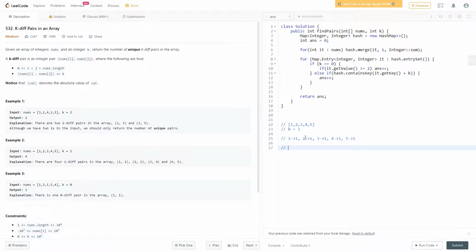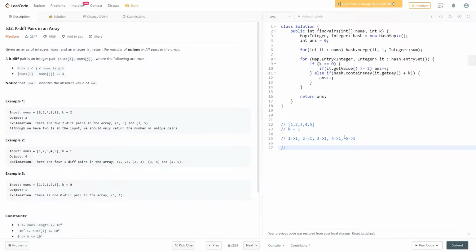Now moving to the second element 2, I'm checking if I have 2 plus 1, that is 3, in the hash map. So I do have, so I again increment it. At 3 I get 3 plus 1, 4, at 4 I get 4 plus 1, 5. So my answer is 4. So at 5 I don't get anything because 5 plus 1 is not present in the hash map, so we don't do anything there. So that is the problem here.